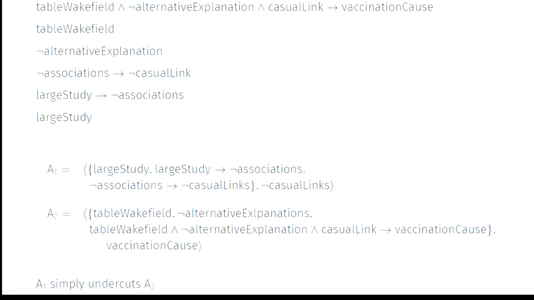And then we have the second paper that comes in and says, well, we have a large study. The large study says that there is no association. The no association implies no causal link, which means that there is no causal link. And if you remember the definition we had before, this simply undercuts the first argument, because it's providing a reason not to believe one of the premises of that argument.